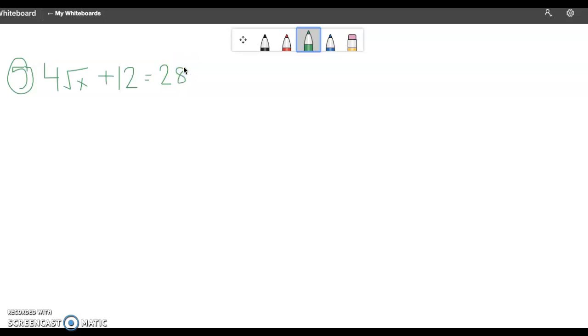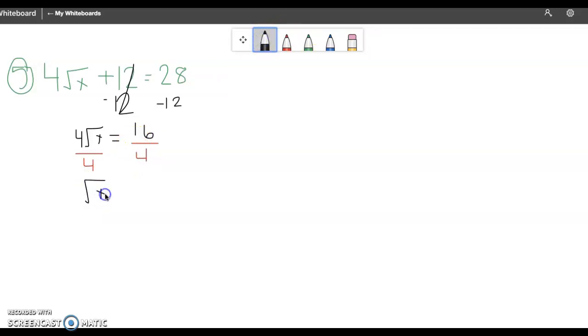What we would do for something like this is we're still going to undo this. Notice I threw in addition now, so the opposite of addition is subtraction. It doesn't matter that it's equal to 0; you still do the same thing. And we are going to be left with 4 times root x is equal to 16. Then we're going to divide by 4 on both sides, and we're going to have radical x is equal to 4.